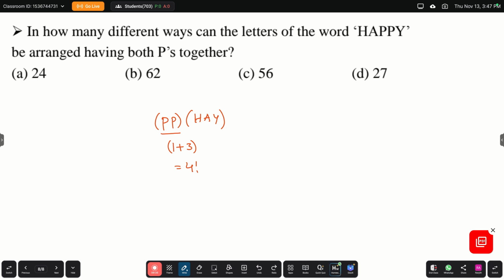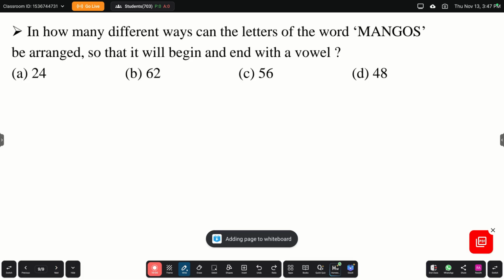In the sense, we need to arrange the 2 P's. 2 letters are arranged by 2 factorial. We need to check is there any common letter. Both P's are the same letters. So that will be 2 factorial in the denominator. 2 will be cancelled, leaving 4 factorial. 4 factorial equals 24.